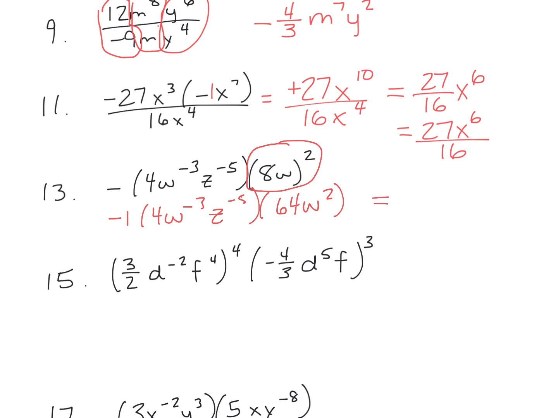Now it's a multiplication problem. So I have a negative 1 times 4 times 64, which is a negative, I believe it's 256. And then I would have w to the negative 1, z to the negative 5. Can't leave it that way, so I'm going to have a negative 256 over, I'm just going to put w to the first, which is just w, z to the fifth, in the bottom of the problem.